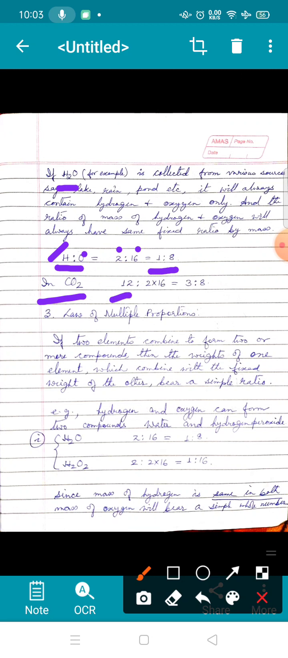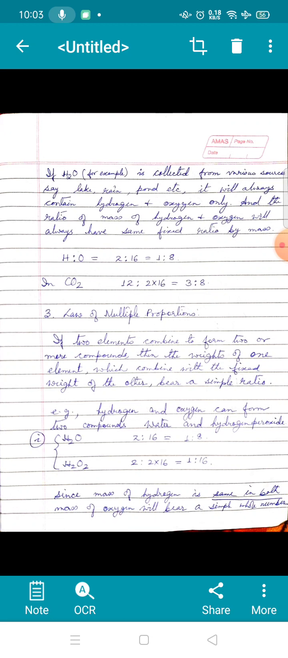The mass of carbon is 12 and that of oxygen is 2 × 16. There are 2 oxygens, so we have to multiply by 2. So the ratio of carbon and oxygen will always be 3:8 irrespective of its source. So that is what we understand by this law.